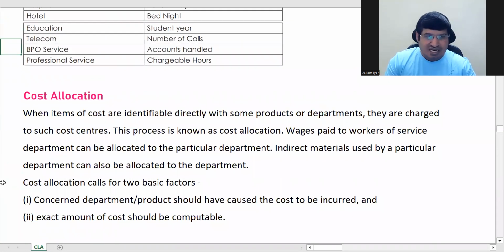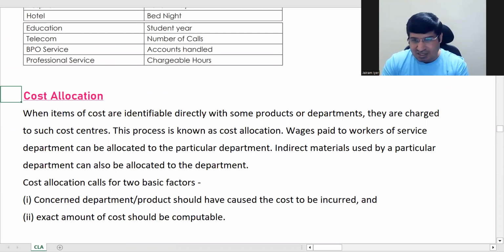Right. So next, what we'll talk about is cost allocation. Next Monday, we're going to start marginal costing.